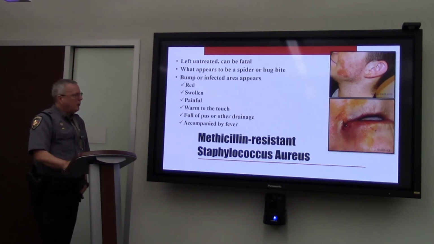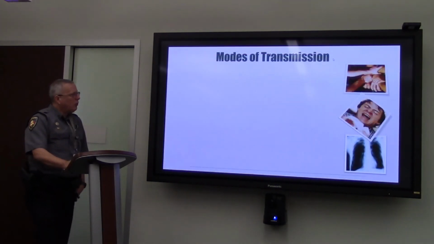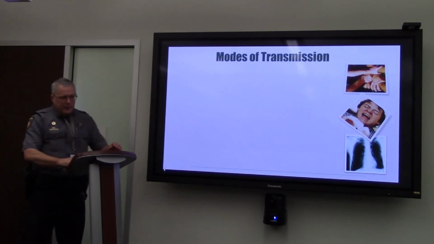Once the gyms do open back up and we can get down into the basement and the weight room, just be sure and wipe down the equipment before and after you use it, and that'll cut down on the MRSA transmission quite a bit. We will talk about COVID real briefly.